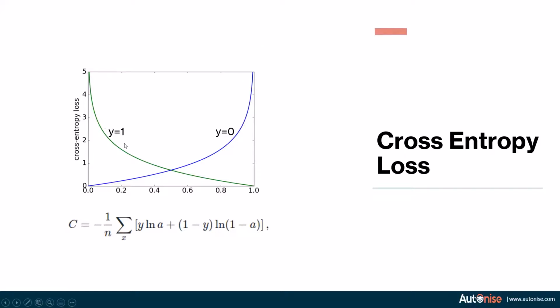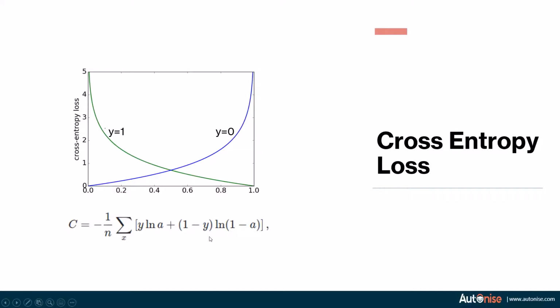Similarly, if the target is 1 and our model predicts 0, then the loss is very high. If the target is 1 and our model predicts 1, which is the correct prediction, then the loss is 0. Hence, this cross entropy loss, at least theoretically, should help our model converge. Now let's have a look at the mathematical formulation.